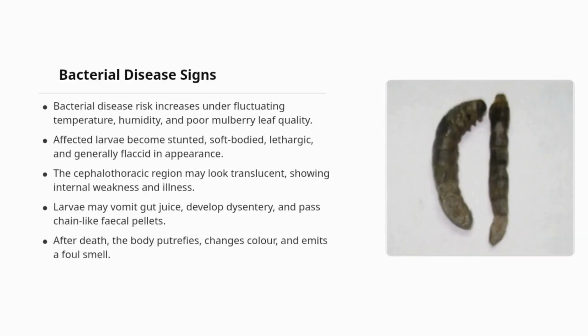Bacterial diseases often appear when the rearing environment is unstable and feed quality is poor. The worms become weak, soft, and stunted, and digestive symptoms are very common. If you notice vomiting, dysentery, or chain-like feces, it is a strong sign that gut health is affected. Unlike some other diseases, dead larvae here may decompose quickly and produce a bad smell, so immediate removal is essential.